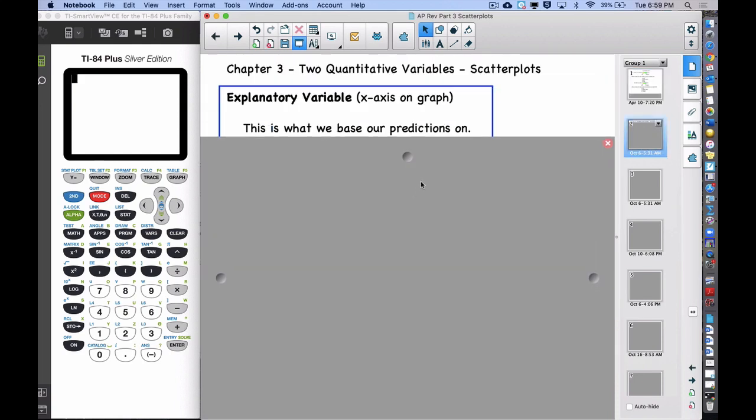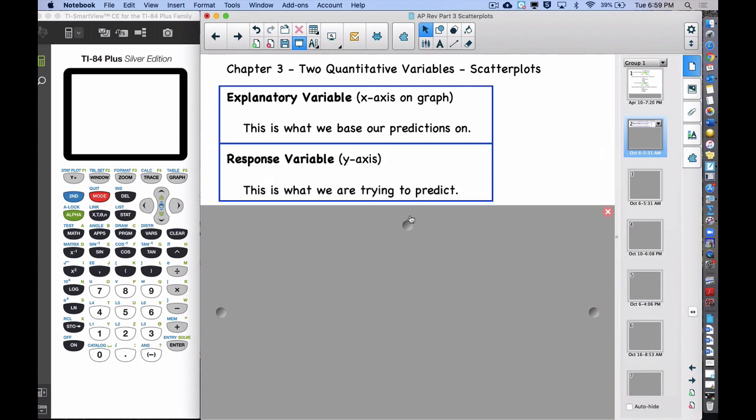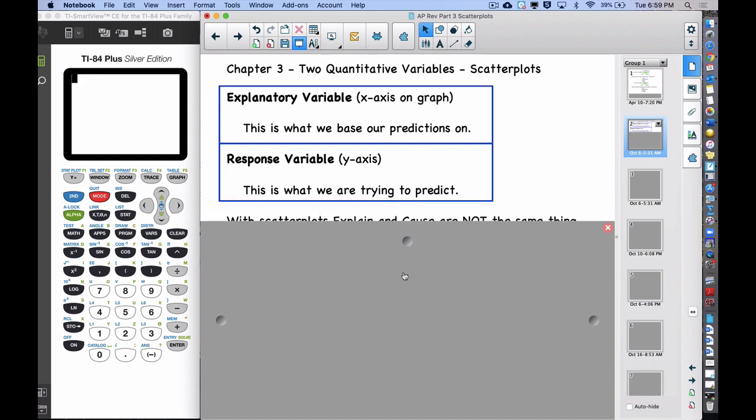Okay, so when we have our two variables, one of those variables we call the explanatory variable. That is our x-axis on the graph. And this is what we base our predictions on. This is the variable that we are looking at and measuring to base our predictions on. The response variable is whatever we are trying to predict. So whatever you're trying to predict, that is your y. Whatever you're using to make the predictions, that is your x.